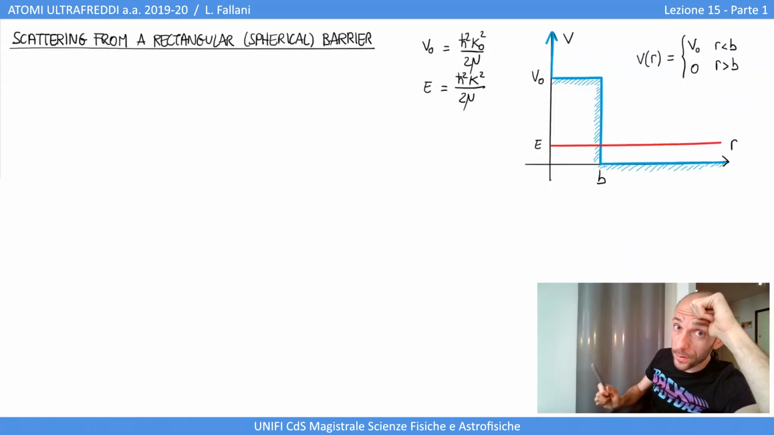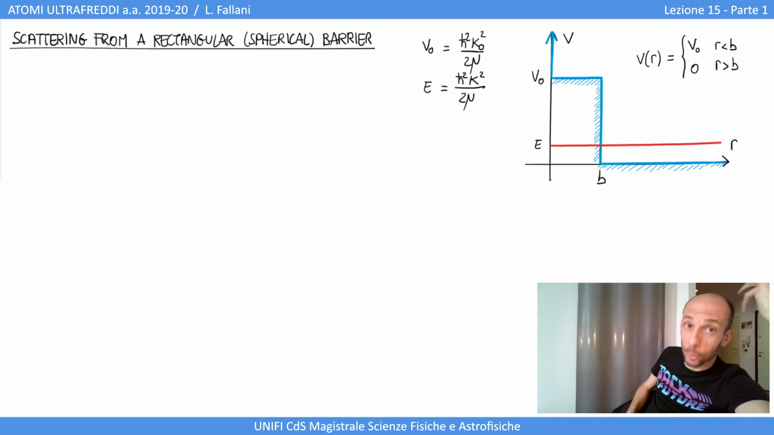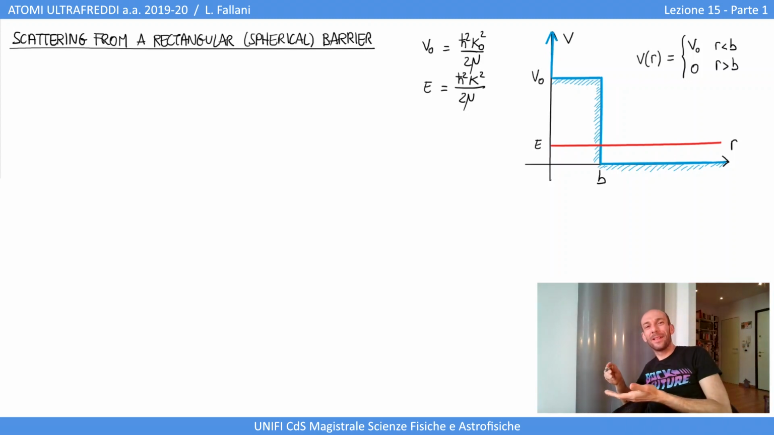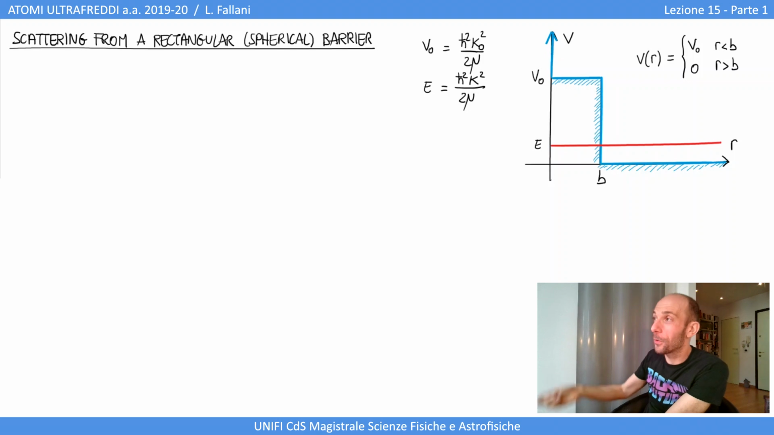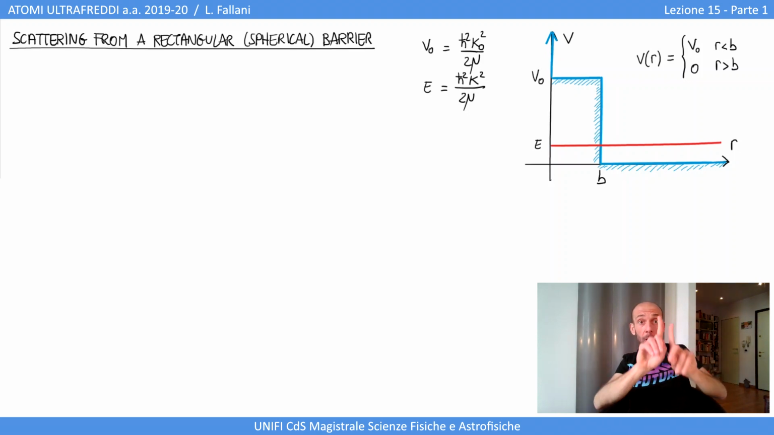And so let's consider an interaction potential like this, that is a potential barrier. I've called it a rectangular spherical barrier, in the sense that, of course, it is rectangular because the shape of the potential as a function of r is a rectangle, but it is spherical because this potential depends on the radial coordinate r, so it is isotropic if we consider the angular dependency of the scattering.